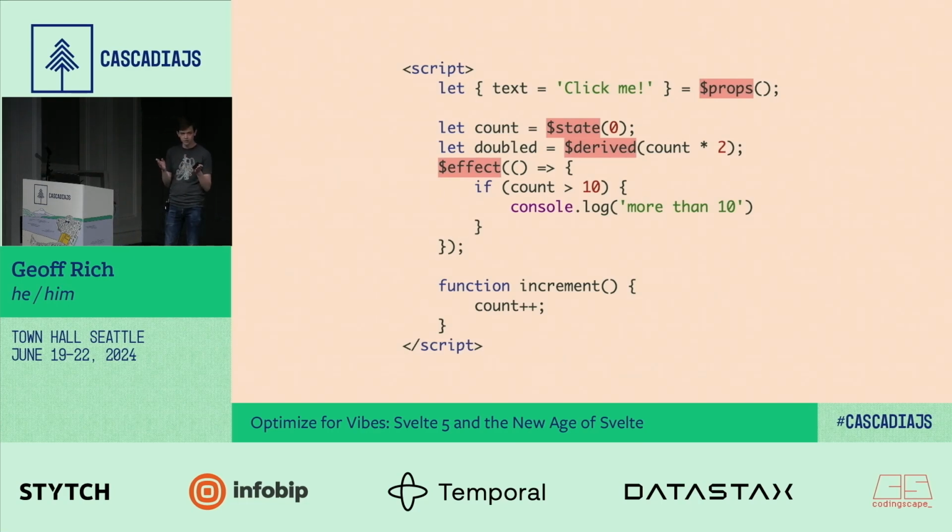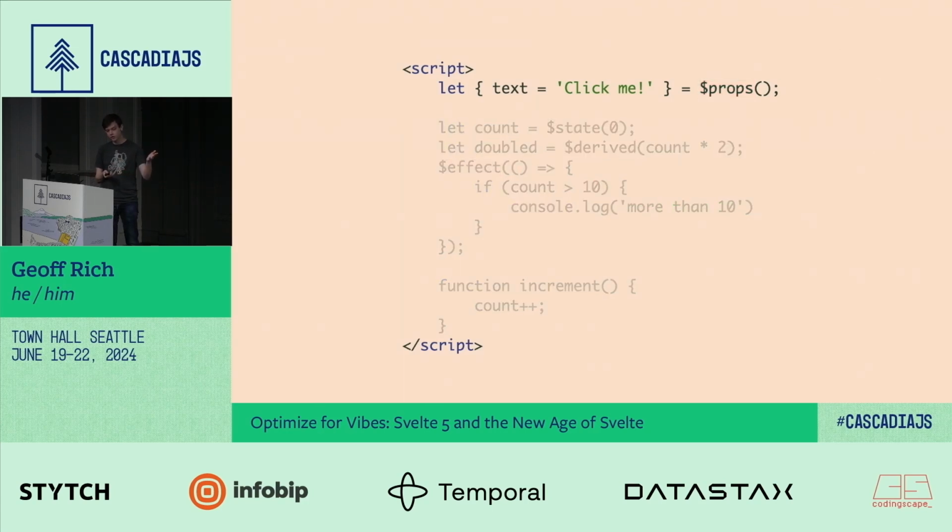But they're not actually functions. You don't import them to use them. Instead, think of them more as instructions to Svelte's compiler. These runes replace Svelte's existing reactivity syntax. So instead of export let in Svelte 4, props are now destructured from a props rune. State variables are now declared with a state rune.